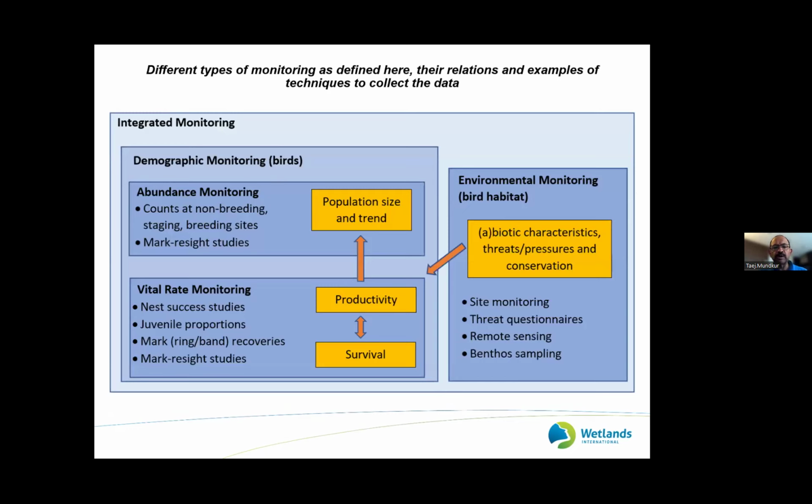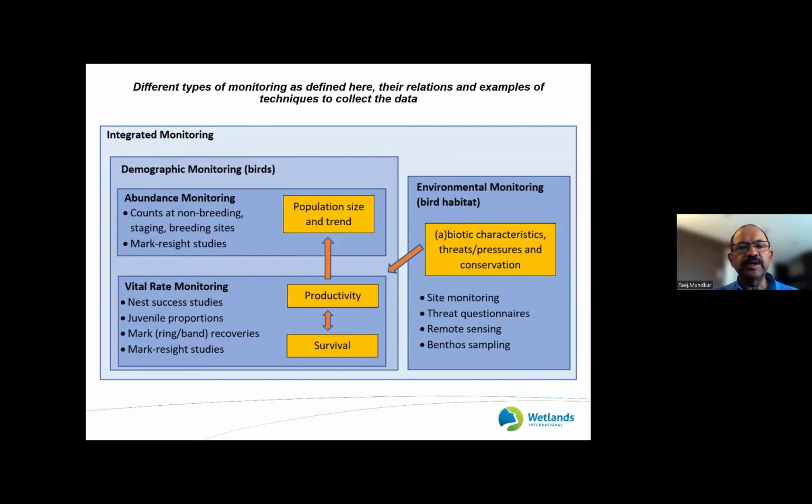We could look at monitoring in a much broader sense, and that would be the integrated monitoring of both birds and the environment, which is the habitat that the birds are using. At the moment, the waterbird census is really just dealing with abundance monitoring, which contributes good information, but can be matched with what's often called vital rate monitoring, which then gives you better demographic monitoring of the birds.